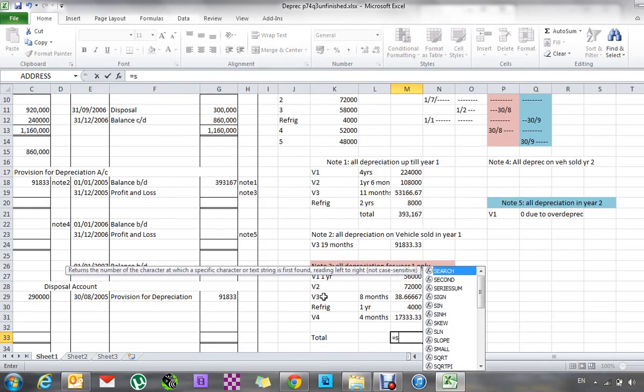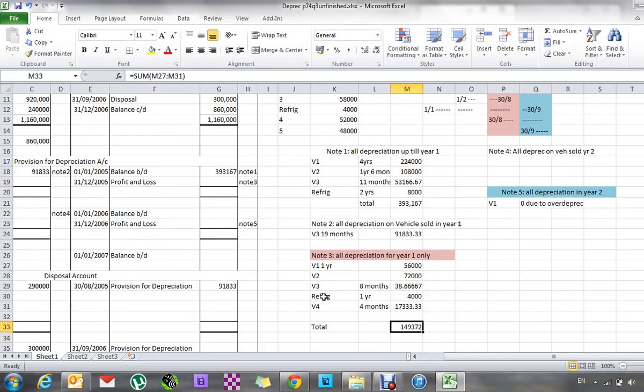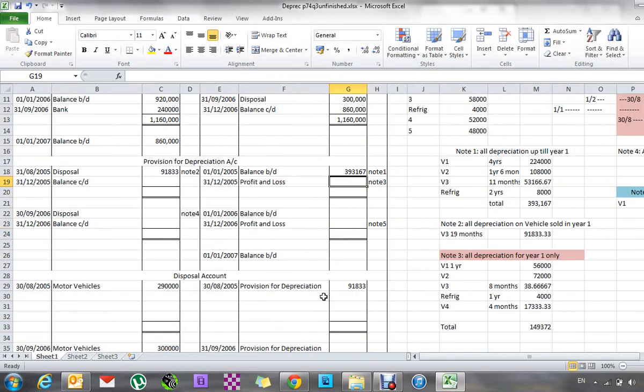So the total is adding all those numbers together, and that's the figure then that I'm going to put in for note number 3. So that's M33, so I'll put that in over here. Okay, now I can go and balance this. If I add up these two sides, the difference in the two sides is my balance, which I have brought down to next year, which is that figure there.